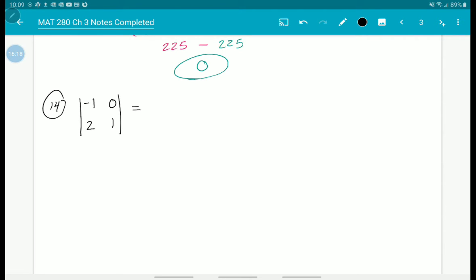So since this is a 2x2, we're just going to multiply down the diagonal. So we have -1 times 1, which is -1. Subtract, then multiply by the other diagonal. 2 times 0 is 0. So our answer will be a -1. Now let's look at 20. We have 2, -1, 3, 1, 4, 4, 1, 0, 2.